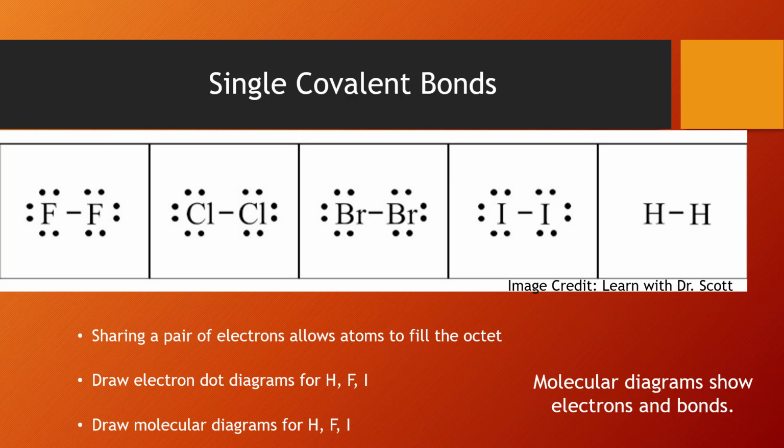Well, here we have covalent bonds. In fact, single covalent bonds. This is where a pair of electrons is being shared, allowing the atoms to fill the octet. Now we're going to draw that as a line between two atoms, and that line implies 2 shared electrons. So take a few to draw the electron dot diagrams for hydrogen, fluorine, and iodine, and then draw molecular diagrams for H2, F2, and I2.